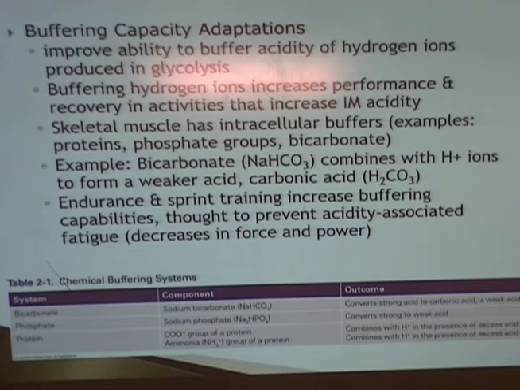And when we do endurance and sprint type training, sprint training within the right time frame, okay, then we see an increase in buffering capabilities. So the longer I can delay the environment turning acidic, the longer I'm delaying the onset of fatigue.